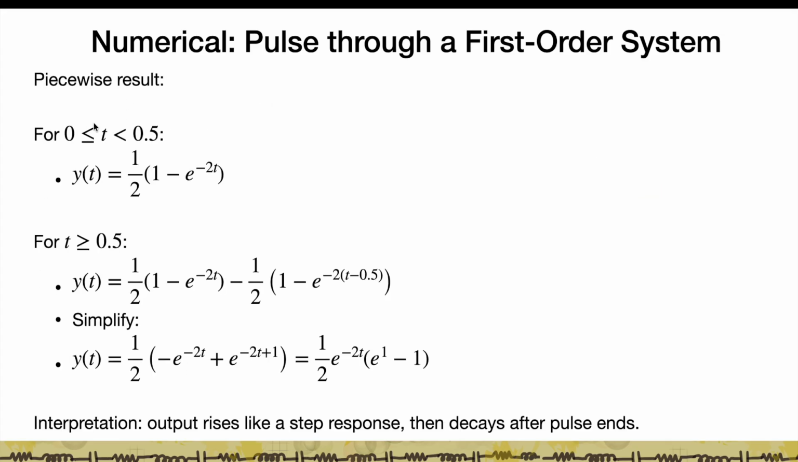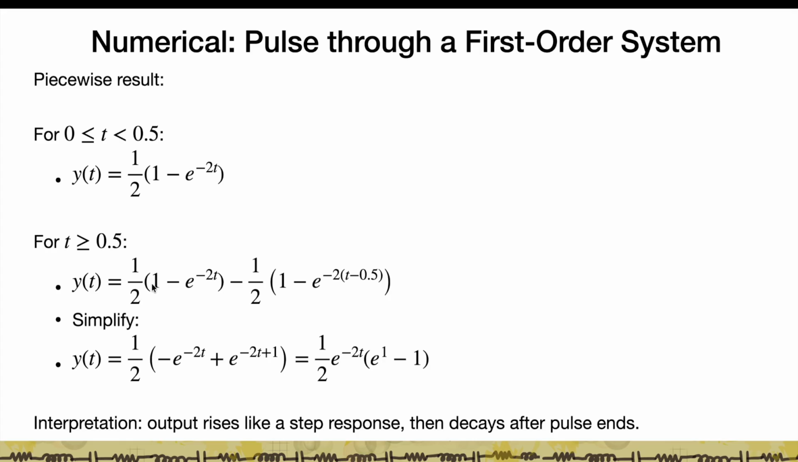So now let's do the piecewise result. For t between 0 and 0.5 seconds, you have a rising pulse, and y of t is given by half into 1 minus e power minus 2t. Beyond 0.5 seconds, the subtraction turns on and the output begins to decay.